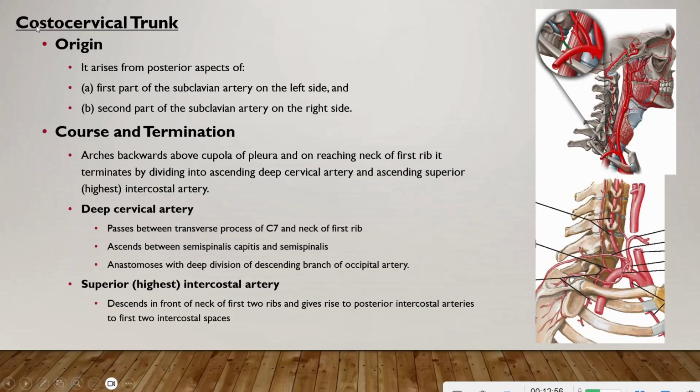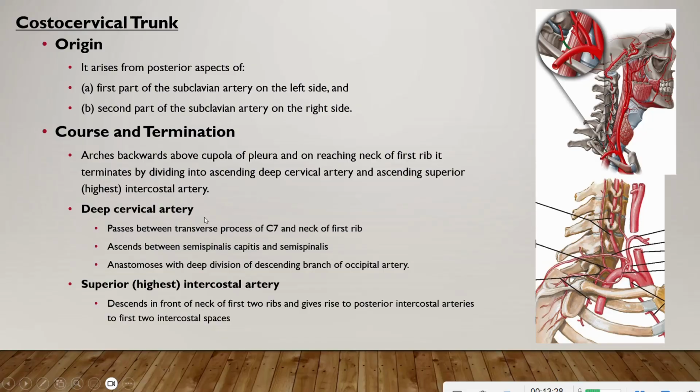Now there is costocervical trunk. As I told you, on right side costocervical trunk comes from the second part, and on left side it comes from the first part. So the first part of subclavian artery on left side has 4 branches but no branch from the second part. But on right side subclavian artery has 3 branches from the first part and the costocervical trunk from the second part. You can remember the branches.